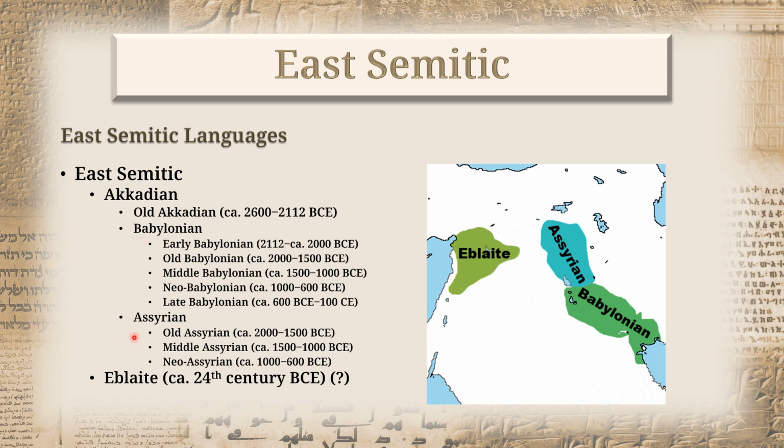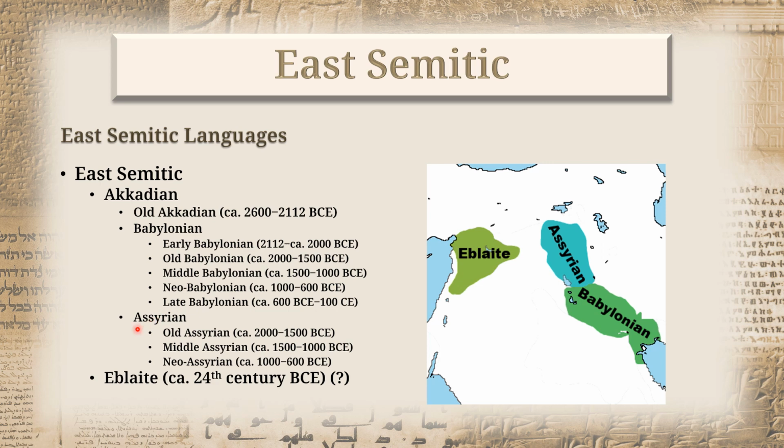Babylonian and Assyrian are further divided into several chronological stages. So in the case of Babylonian, we've got early, old, middle, neo, and late Babylonian. Late Babylonian was probably not a spoken language, but a purely written language, and it ceased being used around 100 CE and was replaced by other languages like Aramaic, etc.